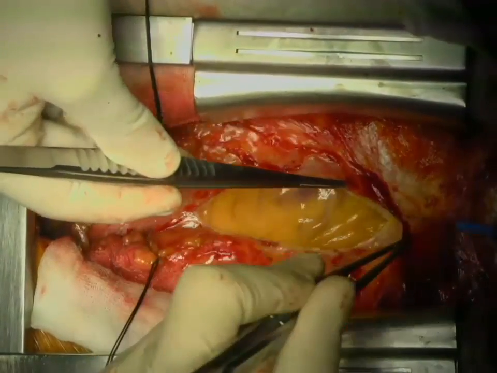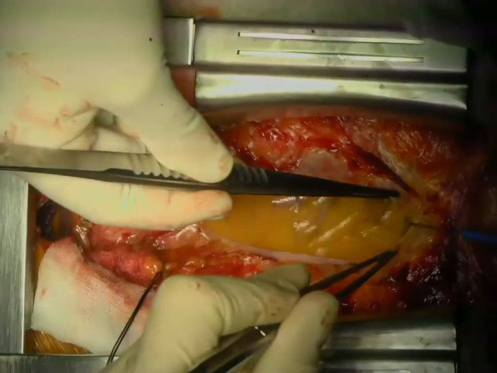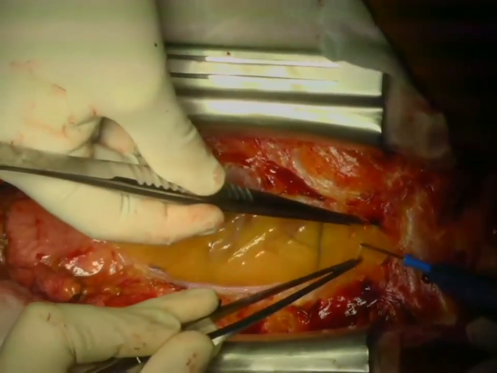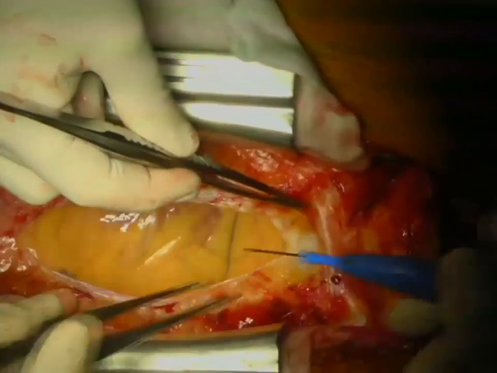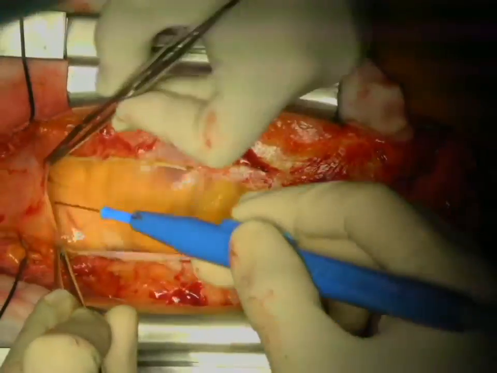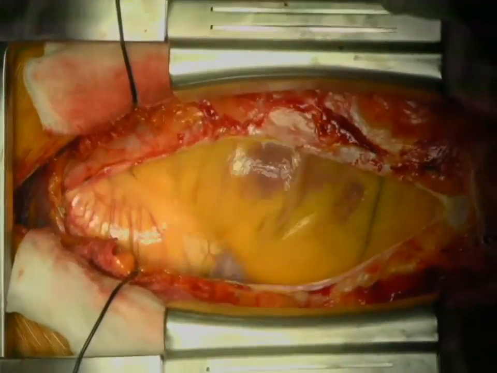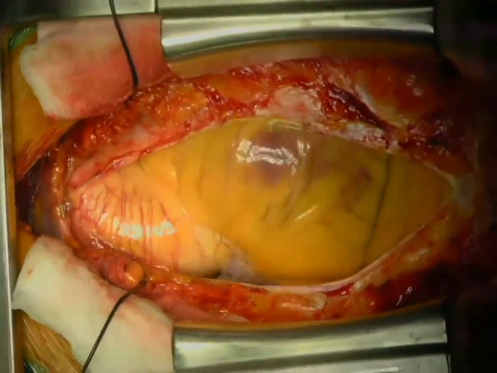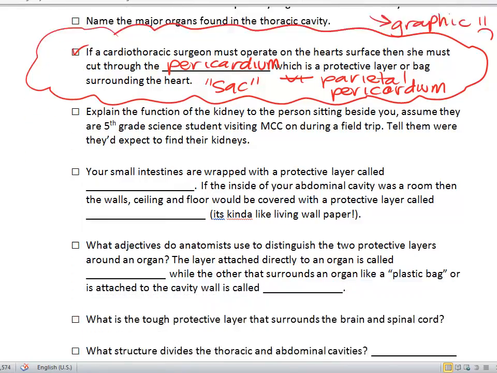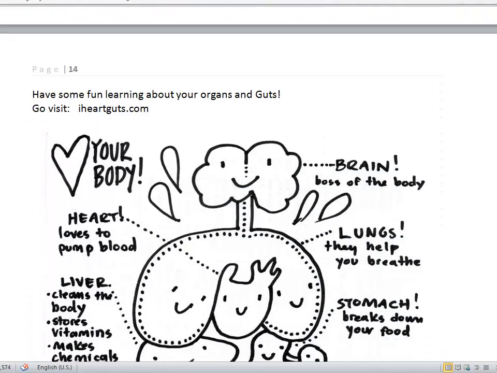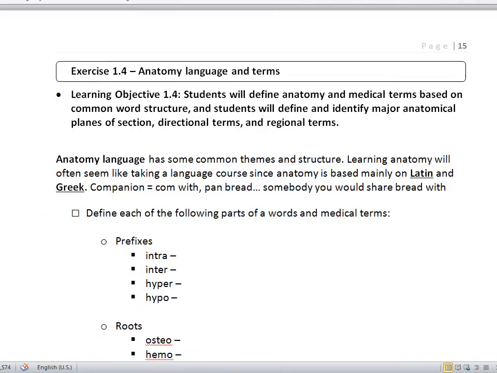Because it's not part of the heart wall itself, it's actually called the parietal pericardium. And you can see the heart beating in there. This is sped up, so the heart's beating a little faster than it really was, and they're moving really quickly to open that pericardium. All right, so that white layer that's got some blood on it, that's the pericardium. In this case, the parietal pericardium.